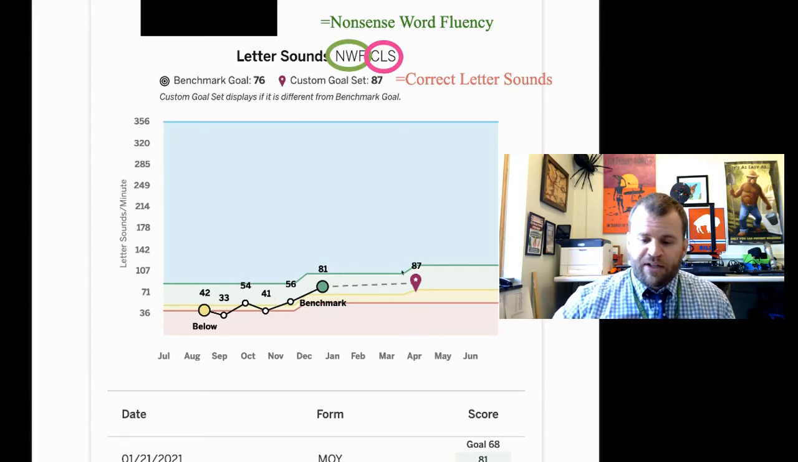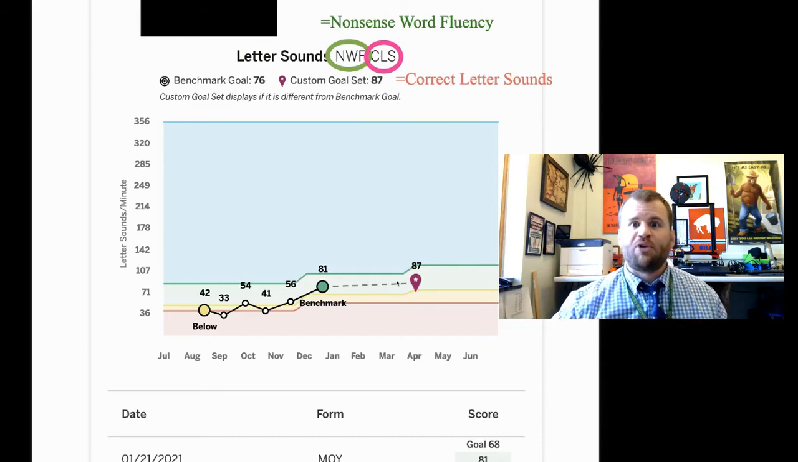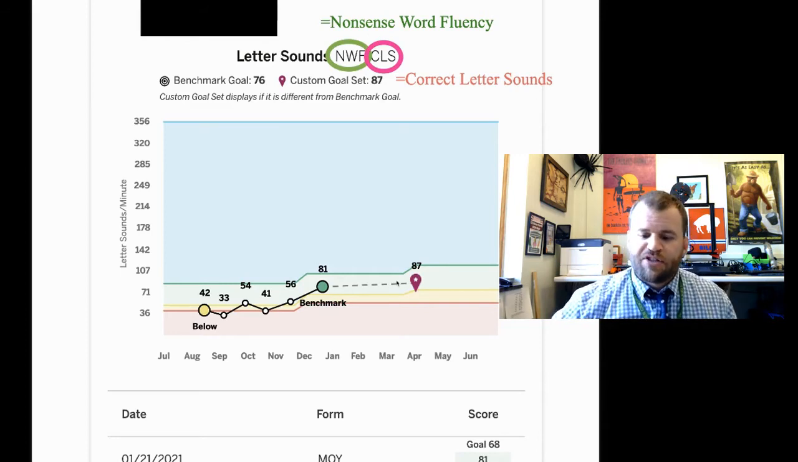Oh, and by the way, this pink marker is a student's individualized goal, I guess you could say. This is where we hope that your student is by the end of the year. Let's take a look at another one.